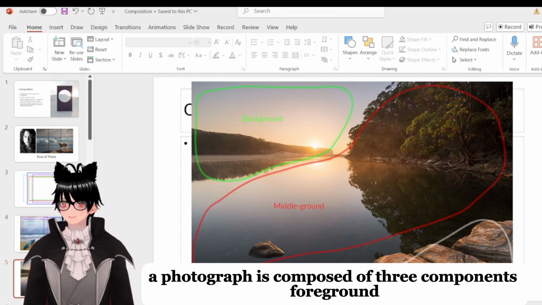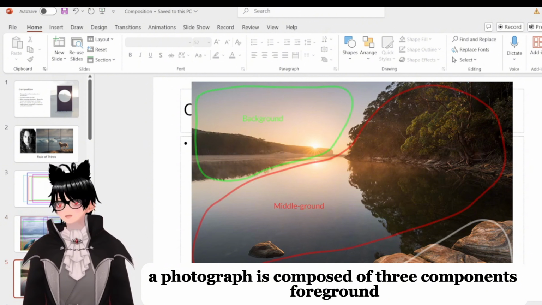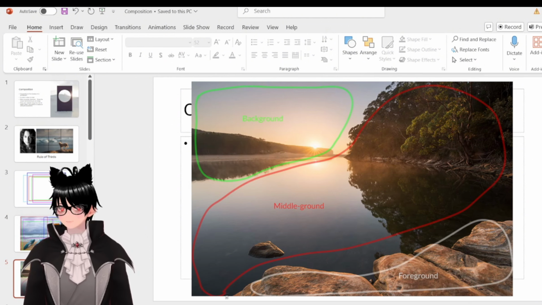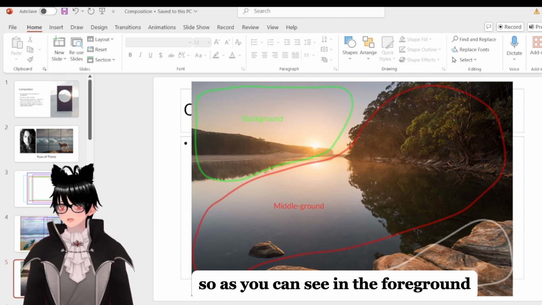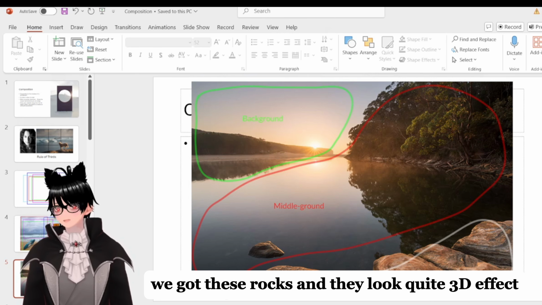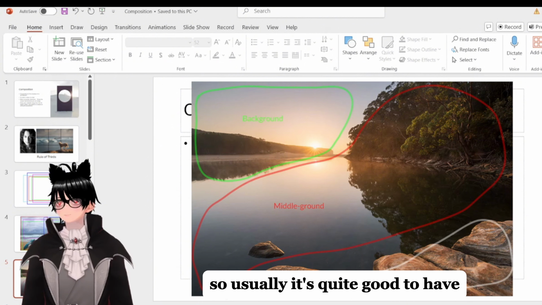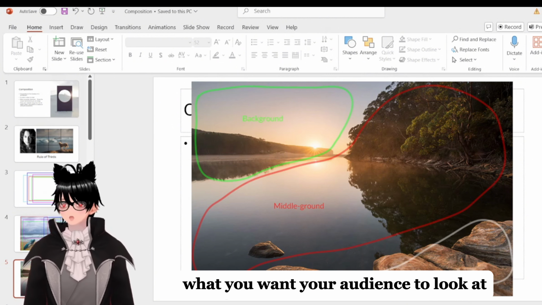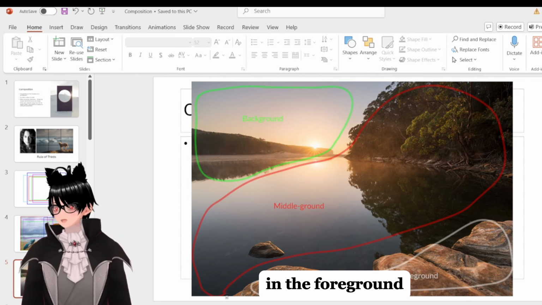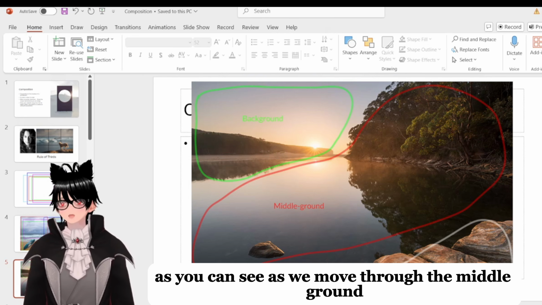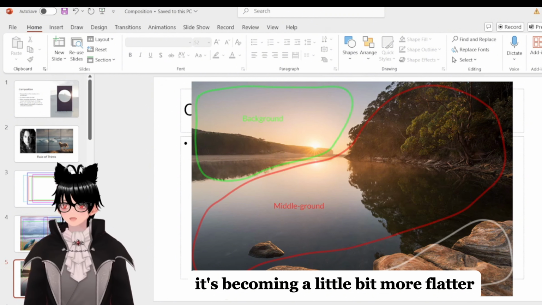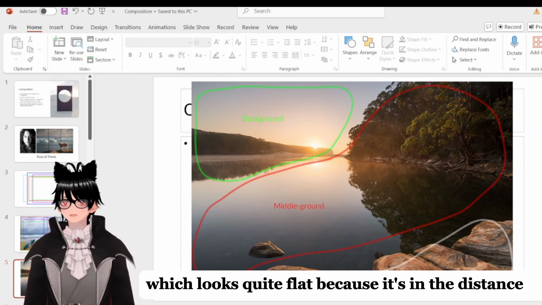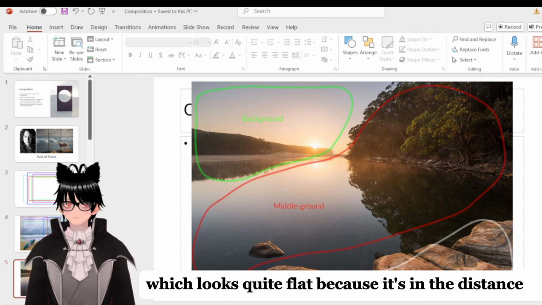So obviously a photograph is composed of three components: foreground, middle ground, background. As you can see in the foreground, we've got these rocks and they look quite 3D. It's usually quite good to have what you want your audience to look at in the foreground. As we move through the middle ground, it's becoming a little bit flatter. And then we've got the background, which looks quite flat because it's in the distance.